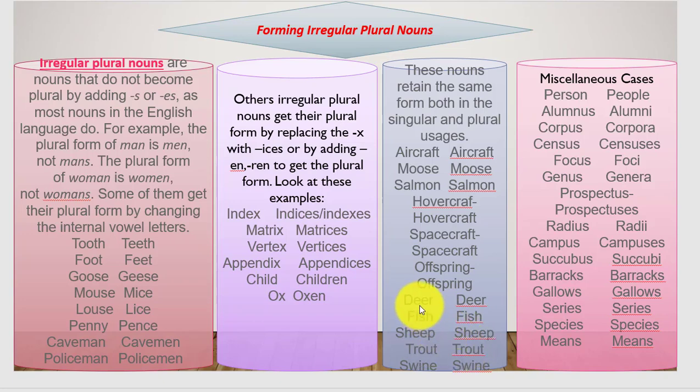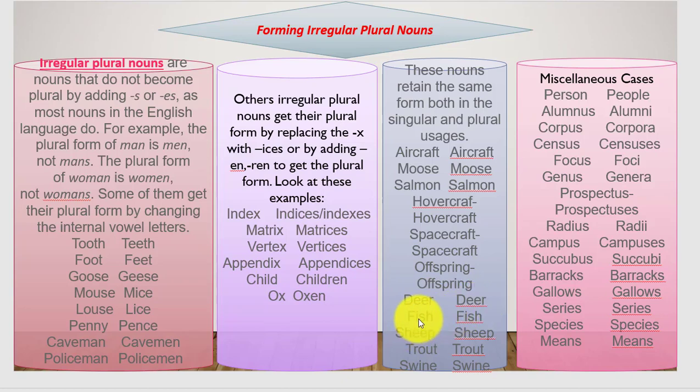So you cannot say that we hunted three deers in the forest. You cannot say deers. Deer will be deer if it is one or two or three or many. We hunted a deer in the forest. We hunted 4 deer in the forest.